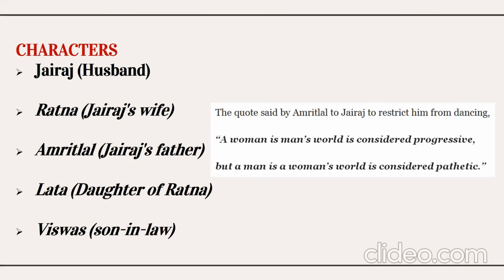Amritlal later makes a deal with Ratna. So what's the deal here? Somehow he wants to stop his son from dancing, so he makes a deal with Ratna. Amritlal says that he will allow her career to take off only if she helps him pull Jairaj out of his passion and make him a more manly man.